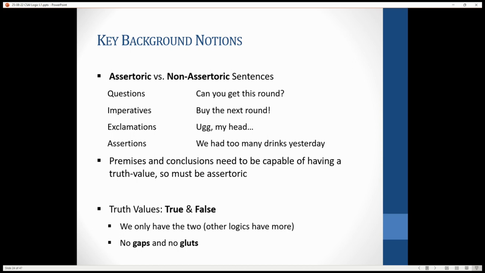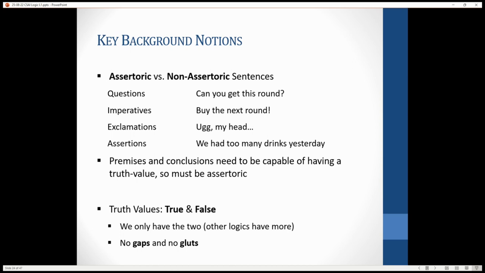Last thing, this is actually pretty substantive. One of the big things we're going to be focused on is truth values. We're going to work with the assumption that there's only two. There's true and there's false. Ain't nothing else. These are the two that we have, the two that we're going to use for our logics. Other logics can have more. We'll talk about those in the very last lecture. But again, we've got to start walking before we can run. So we're going to work with just the two.